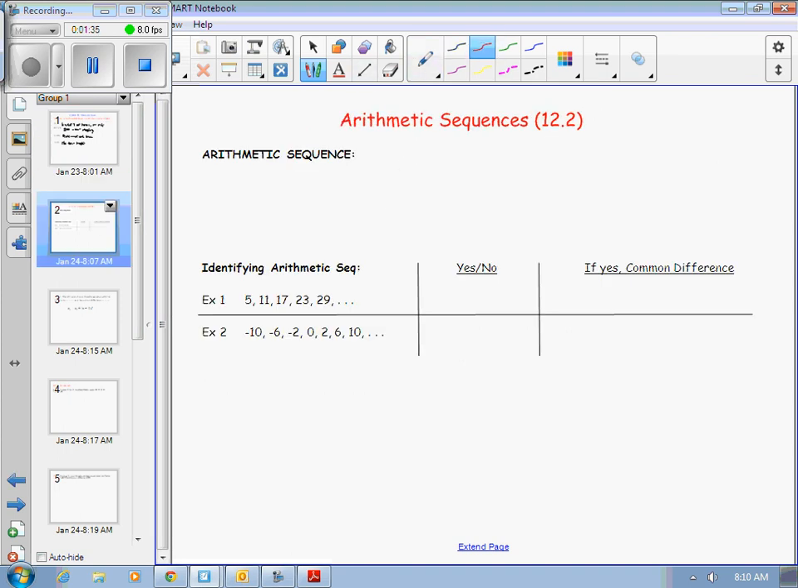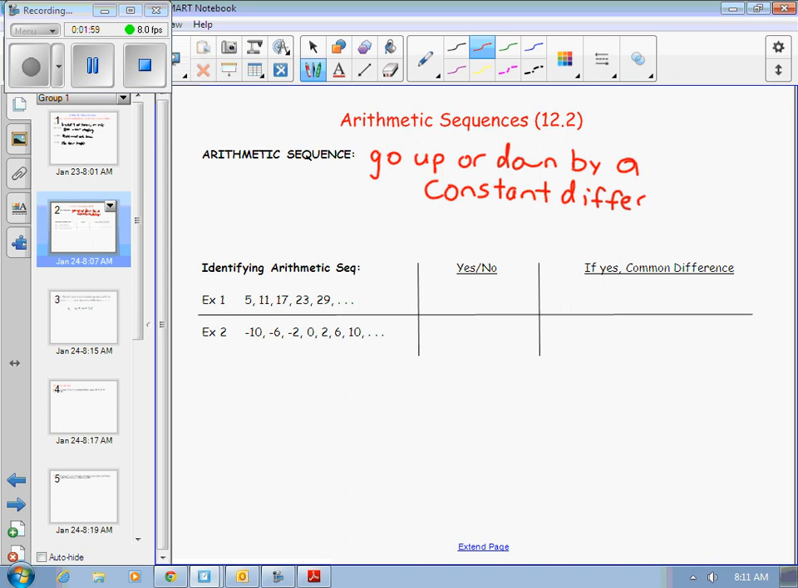Okay, so an arithmetic sequence is defined as a sequence whose terms go up or down by a constant difference. So this is your garden variety, like adding 3 each time, or adding 10 each time, or subtracting 7 each time. So up or down by a constant difference is how we're going to determine something's arithmetic or not.